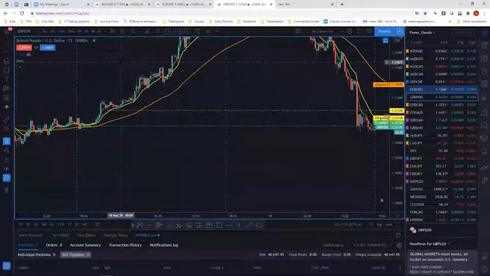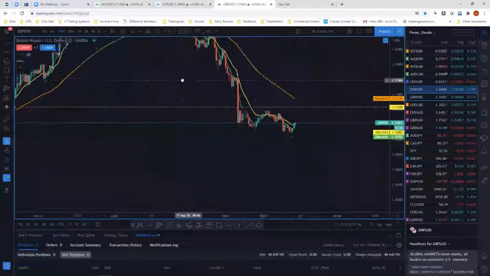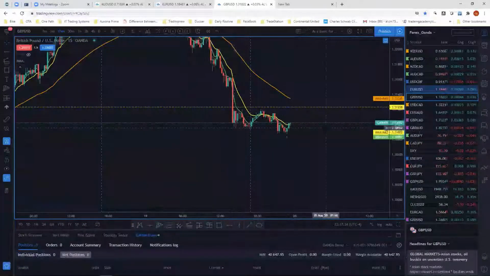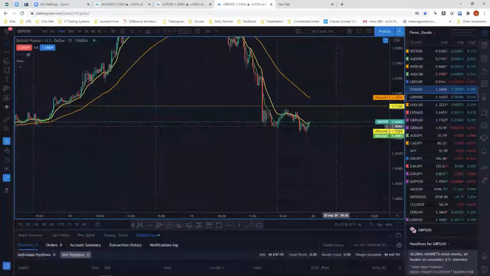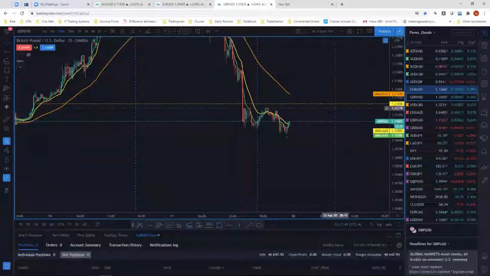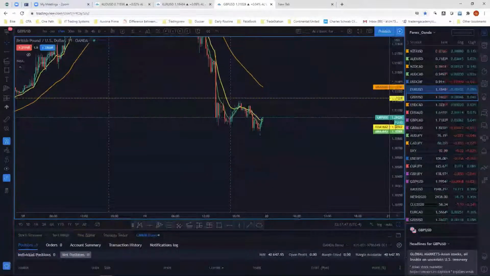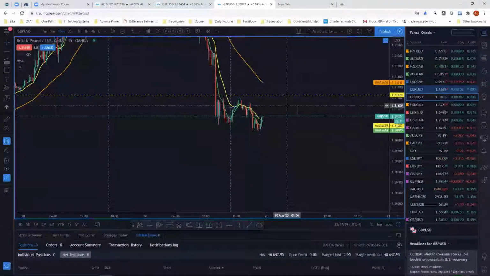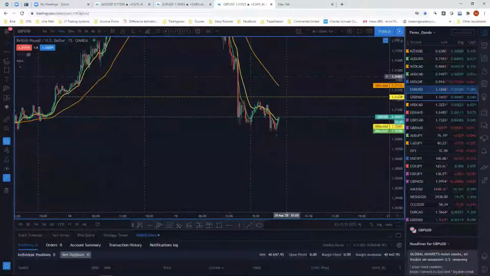Other than that, I usually don't go there. I usually go back maybe a day or two, and that's about it. Because again, there's no point looking for a 7 pip move if you're looking at a 1 week or daily chart. You're looking for bigger moves than that. If you're only looking for 7 pips, you don't need to be looking at a weekly chart. Makes a lot of sense now.